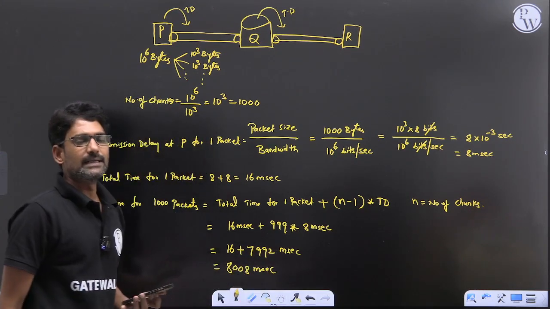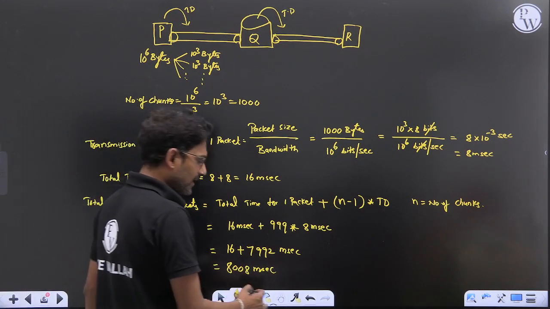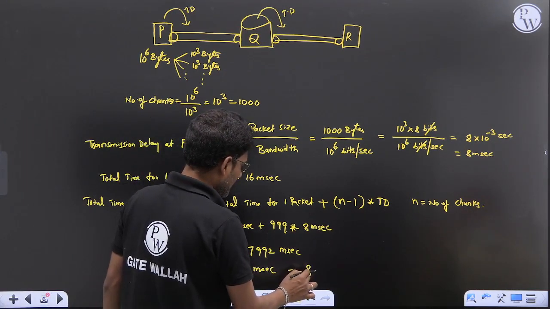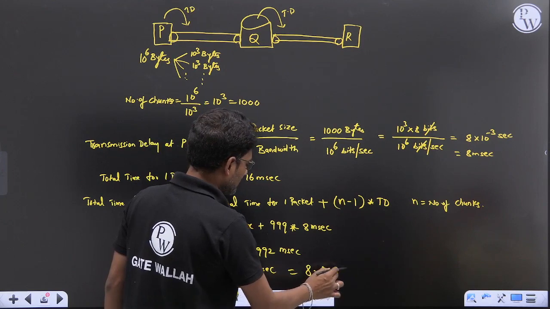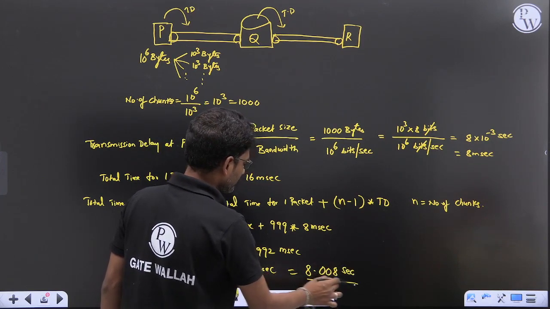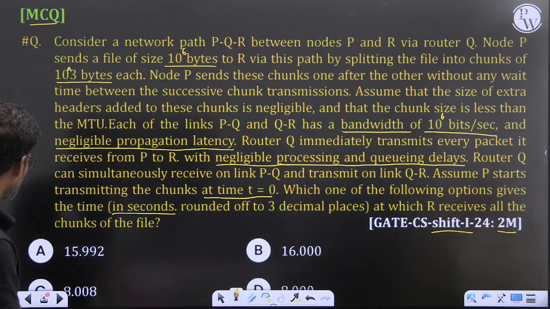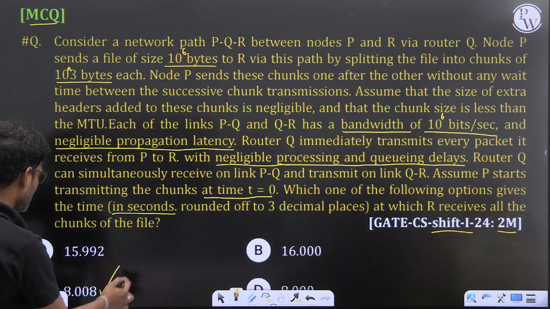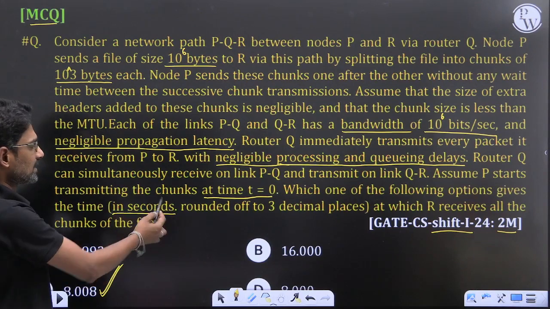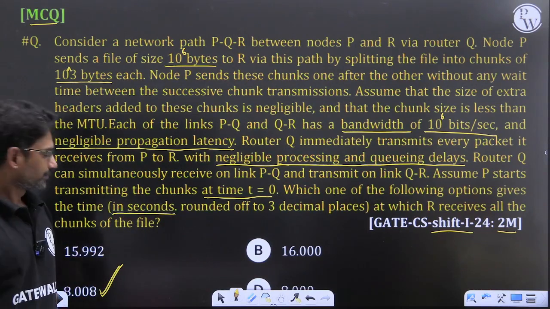But we want it in seconds. That means divided by 1000. That is 8.008 seconds. So this is the right answer. So option C will be the right answer because we want the answer in seconds.